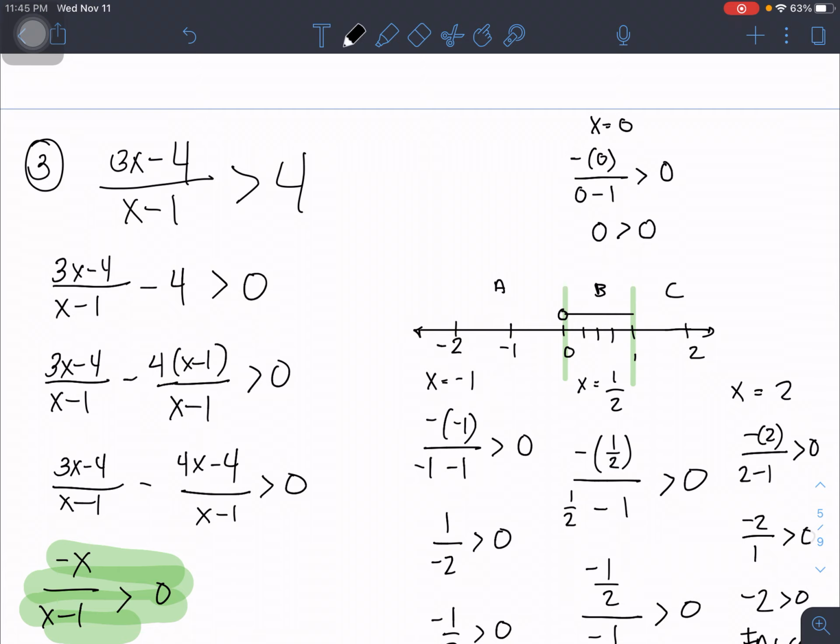Okay? If x is equal to 1, then this will be negative 1 over 1 minus 1 greater than 0. So this will be negative 1 over 0. Again, this will give us an undefined answer. Hence, 1 should not be a value of x. So I will be placing an open circle here. Okay? So that is for rational inequalities.